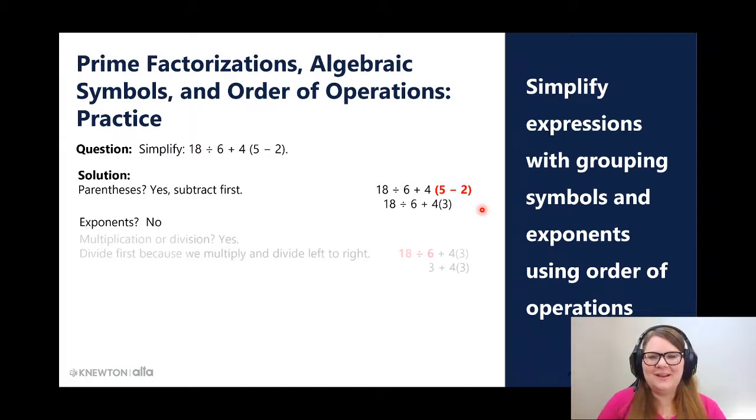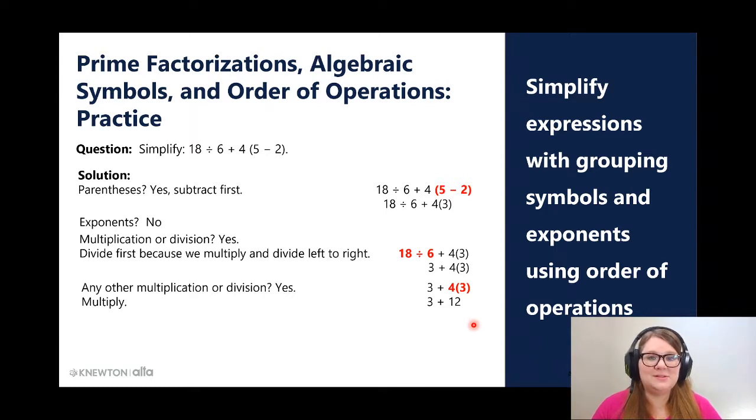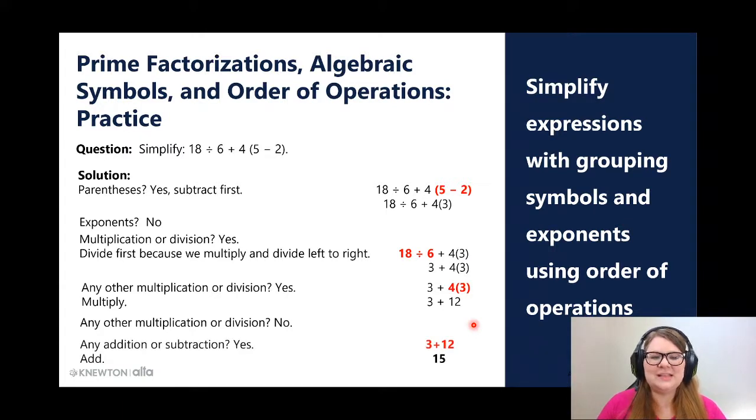Yay, it's already done. Next is multiplication and division. We see that there is multiplication and division, so we're going to work from left to right. The leftmost of these is 18 divided by 6. 18 divided by 6 gives us 3. But then we also have another multiplication, 4 times 3, which is going to give us 12. Again, notice we went from left to right. Last but not least is addition and subtraction because we are done with multiplication and division. In this case, we have 3 plus 12, which simplifies to 15. And that is our final answer for this example.